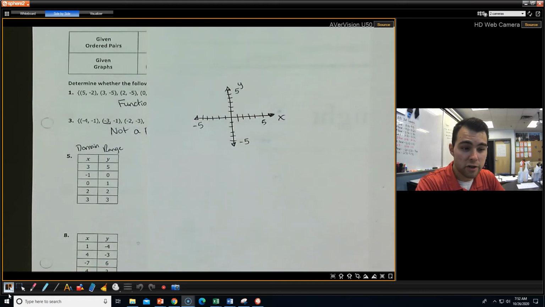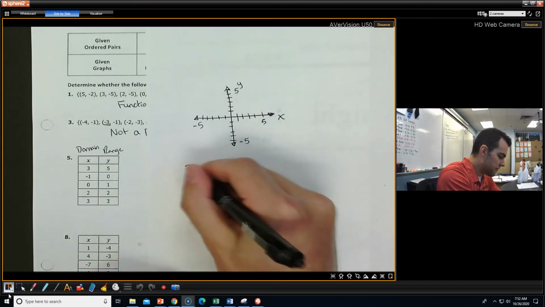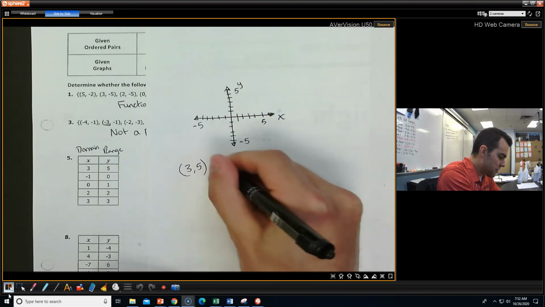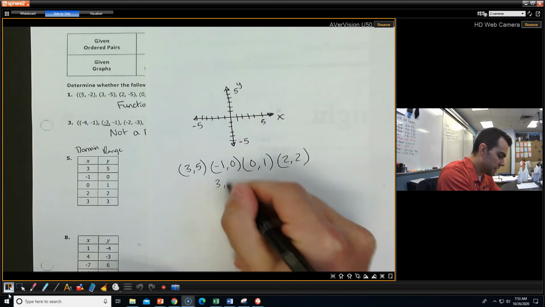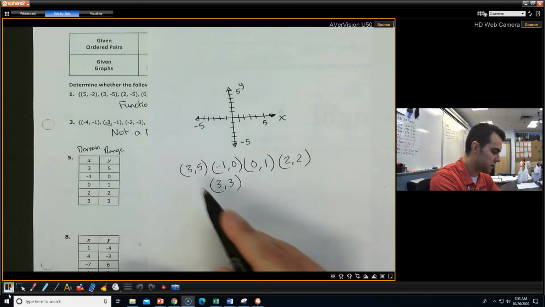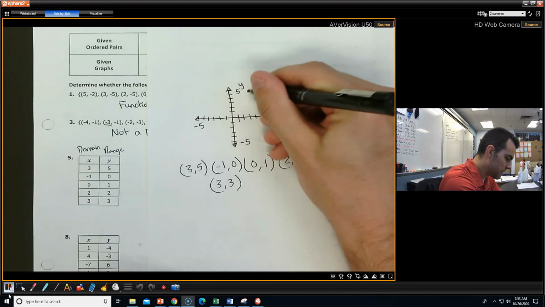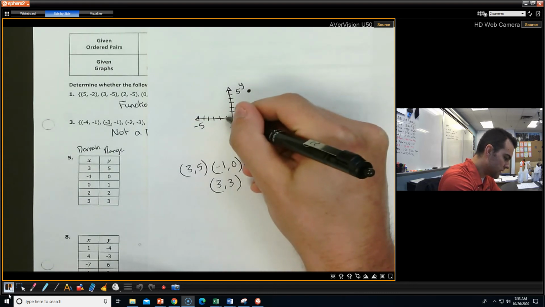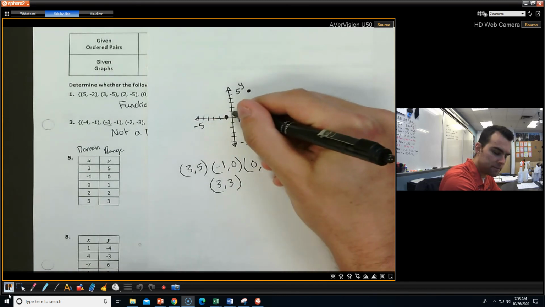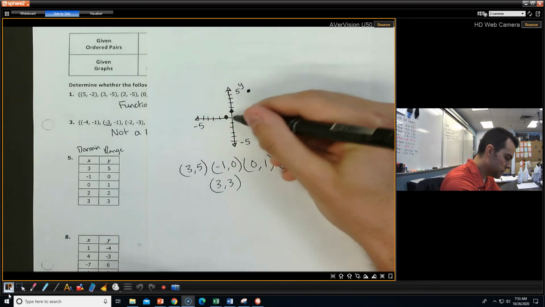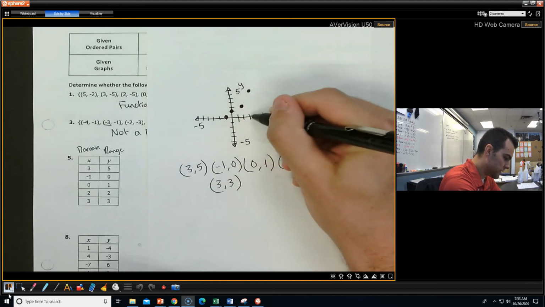All right. So if we're looking at number 5, again, you can make ordered pairs out of this. We have 3, 5. We have -1, 0. We have 0, 1, 2, 2, and 3, 3. And I can actually plot all those guys. So I got 3, 5: 1, 2, 3, 1, 2, 3, 4, 5 up here. I have -1, 0: -1, and then we're not moving. I got 0, 1. I don't move, I go up 1. 2, 2, over to the right 2, up 2. 3, 3: 1, 2, 3, 1, 2, 3.